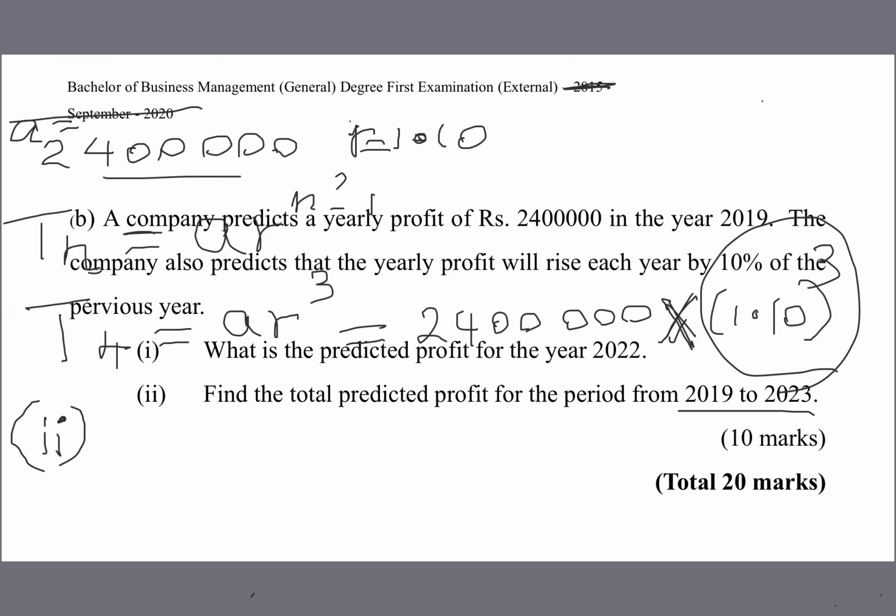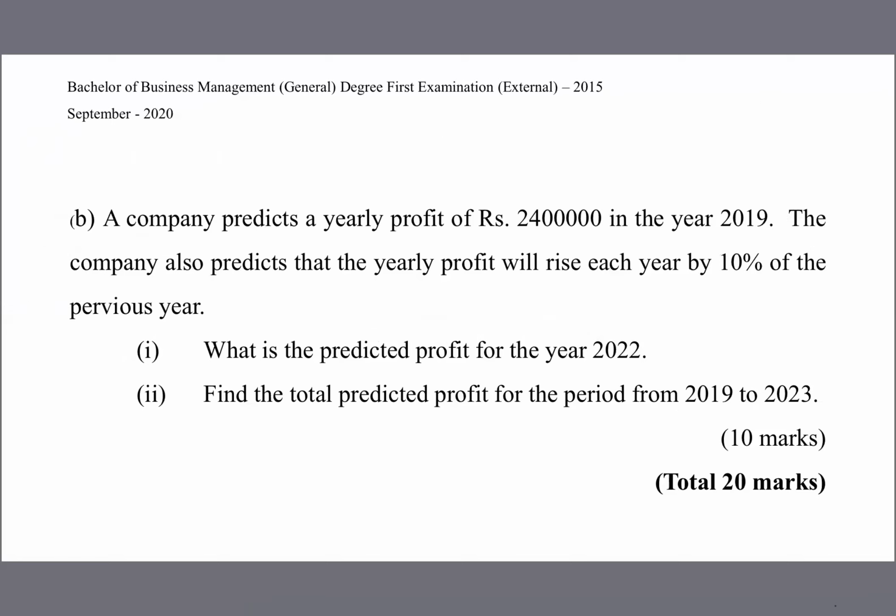So you need to find the total. Total means the sum of the terms, right? Sum of the 5 terms. So then, shall I move to the next one? Yes.